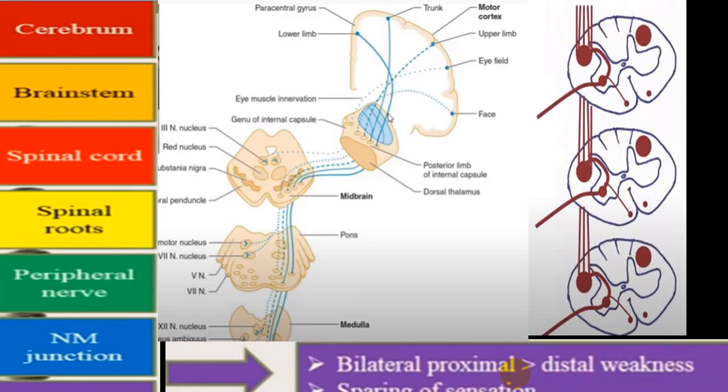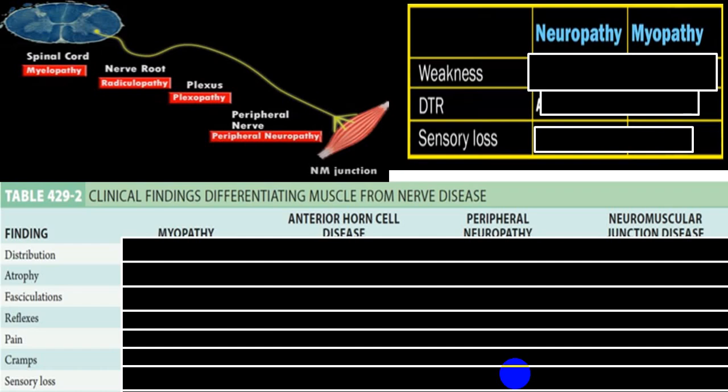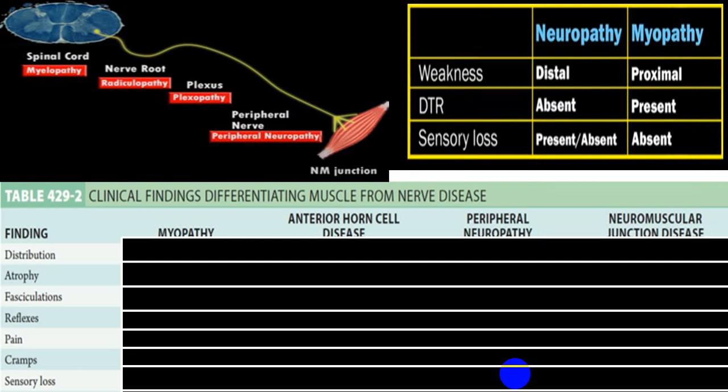In case of a muscle involvement, it is bilateral, proximal more than distal, and sparing sensation. And the person will not recover with rest or with drugs. So this is a difference between myopathy and neuropathy. A simple difference: in neuropathy, it will be distal. In myopathy, it will be proximal.